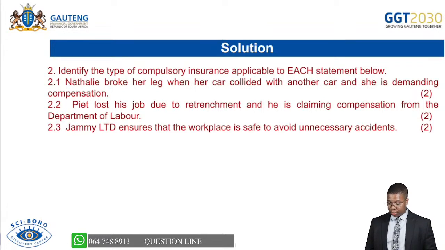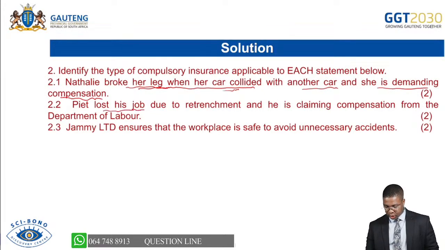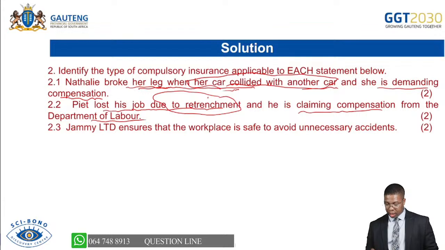Identifying compulsory insurance from the scenario, identifying the type of compulsory. These are the statements I spoke about. Let's see here. Natalie broke her leg when her car collided with another car and she's demanding compensation. And then 2.2 says Pete lost his job due to retrenchment and he is claiming compensation from the Department of Labor. So the key thing here is that Pete lost his job, and the key thing here is that the car collided with another car. So that gives you an idea to say which compulsory insurance is applicable.